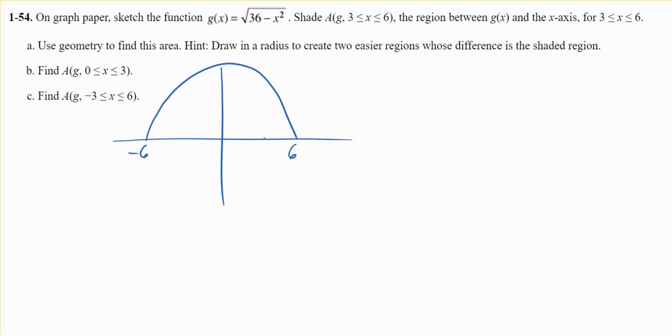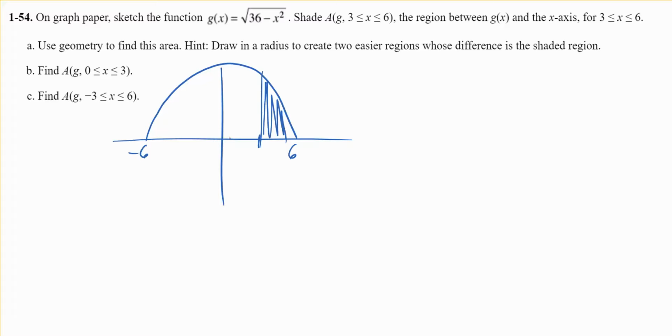Shade the region between 3 and 6. How's that look? Use geometry and find this area. Hint: draw in a radius to create two easier regions whose difference is the shaded region.